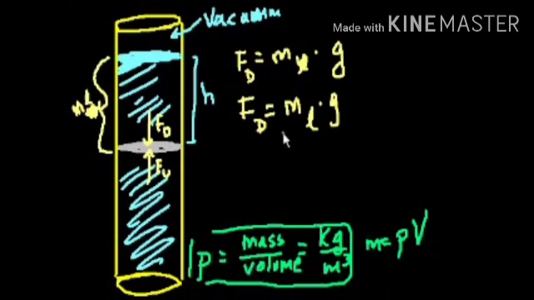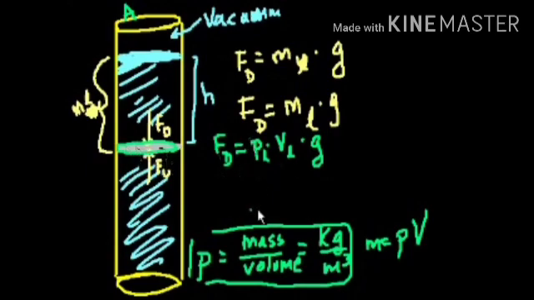So in this situation, the force down is equal to, let's substitute this. The mass of the liquid is equal to the density of the liquid times the volume of the liquid, times gravity. And what's the volume of the liquid? Well, the volume of the liquid is going to be the cross-sectional area of the cylinder times the height. So let's call this cross-sectional area A for area. That's the area of the cylinder or the foil that's floating within the water.